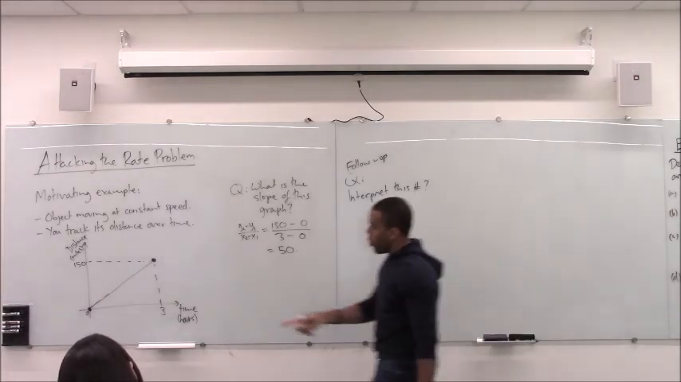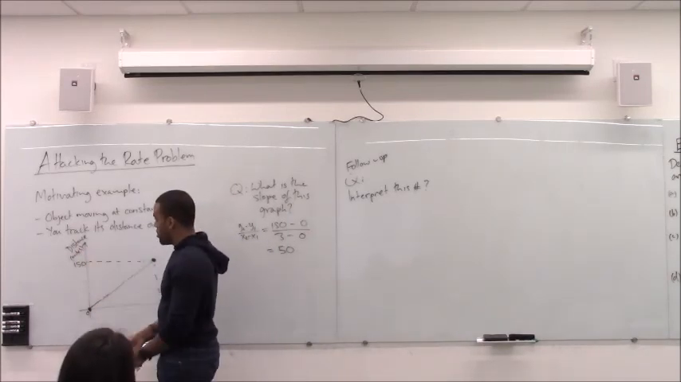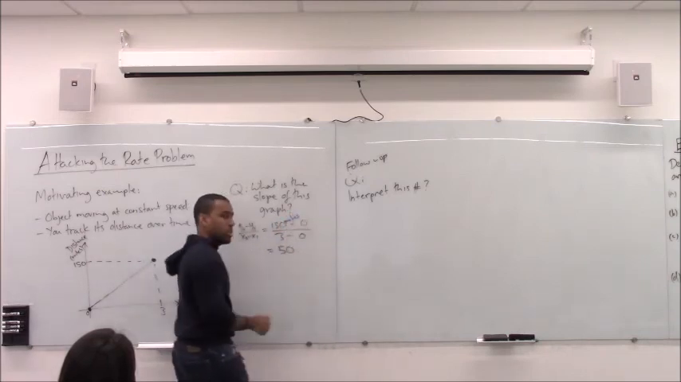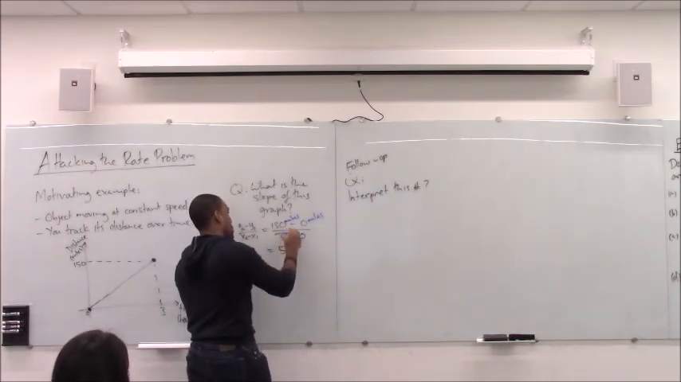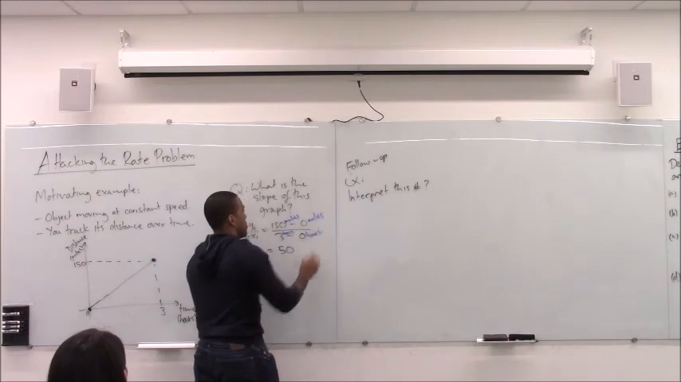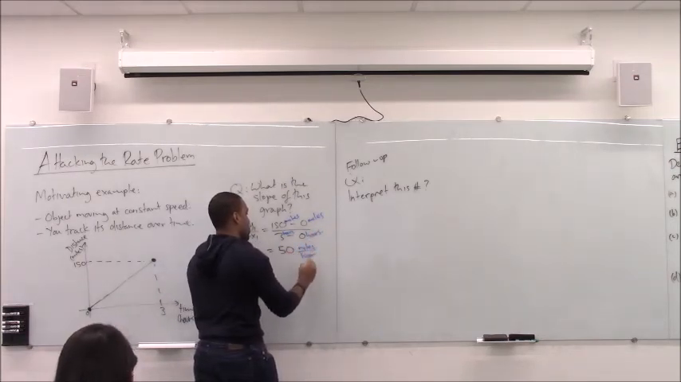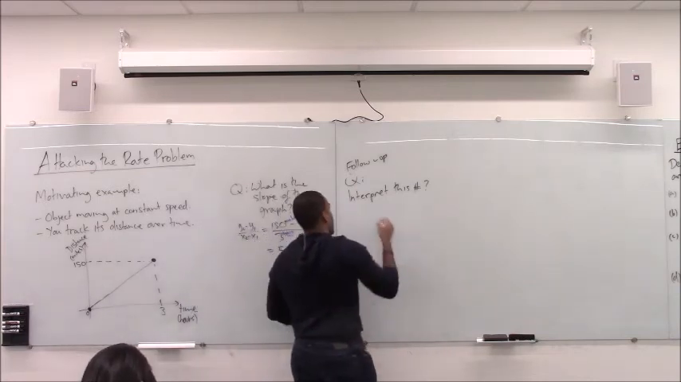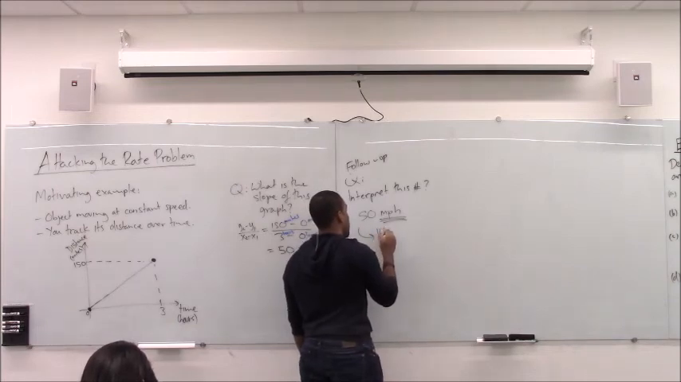Because the units on the y-axis, and of course I put the units for very suggestive reasons, are measured in miles. So this 150 isn't just a 150, it's 150 miles. 0 miles. This 3 is in hours. That's 0 hours. Right? So this here is miles divided by hours, or miles per hour. So the 50 miles per hour is the interpretation. In other words, it's how fast the object is moving.